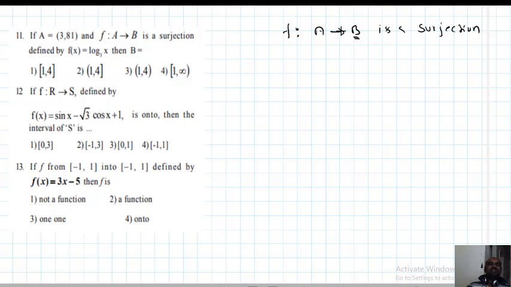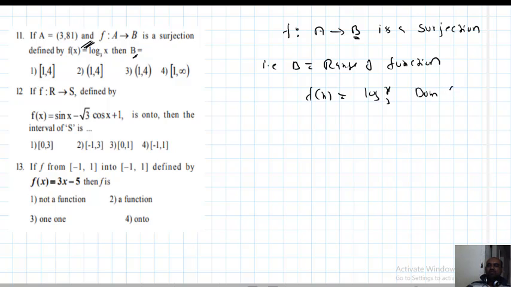Indirectly, what is being asked? What is the range of this function? What is B? B means the codomain. For the given function, surjective means codomain and range are the same. Indirectly B equal to what? Range, I can say. That is, B equals range of the function. What is the rule for the function? Log x base 3. What is the domain? Open 3 to open 81.